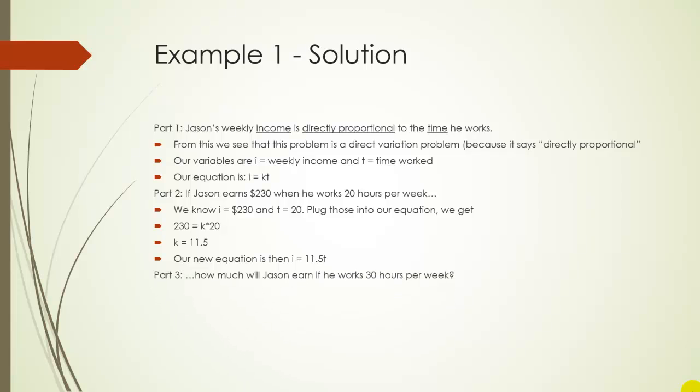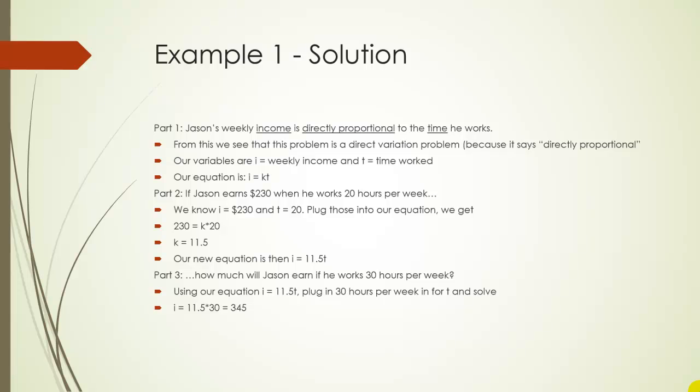So for part 3, how much will Jason earn if he works 30 hours per week? So that's the question we want to answer. We know that 30 hours per week should be our time, so let's plug that into our equation I equals 11.5t. Plugging that in, we get I equals 11.5 times 30, which would be equal to 345.